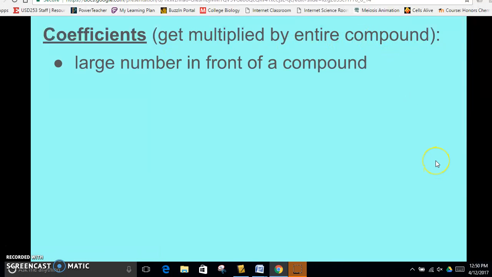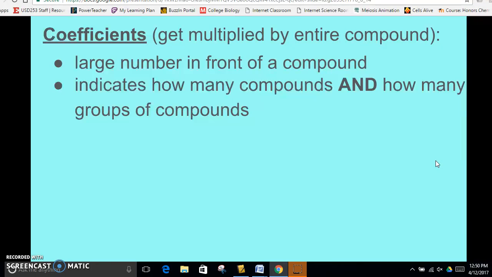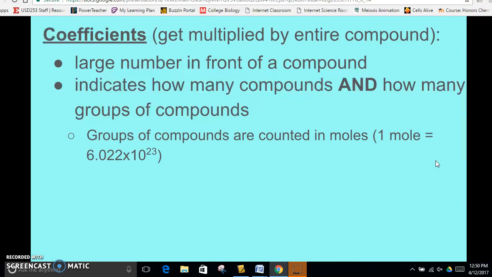So coefficients, remember, they get multiplied by these in front. They're going to be the large numbers in front of a compound. They indicate how many compounds and how many groups of compounds you might have. And that number, that coefficient in the front, is literally telling you how many moles you have. 1 mole is 6.022 times 10 to the 23rd atoms. So if I say I have 1 mole of water, that means I have 6.022 times 10 to the 23rd atoms of water, or molecules of water. And that is what the coefficients in the front mean.